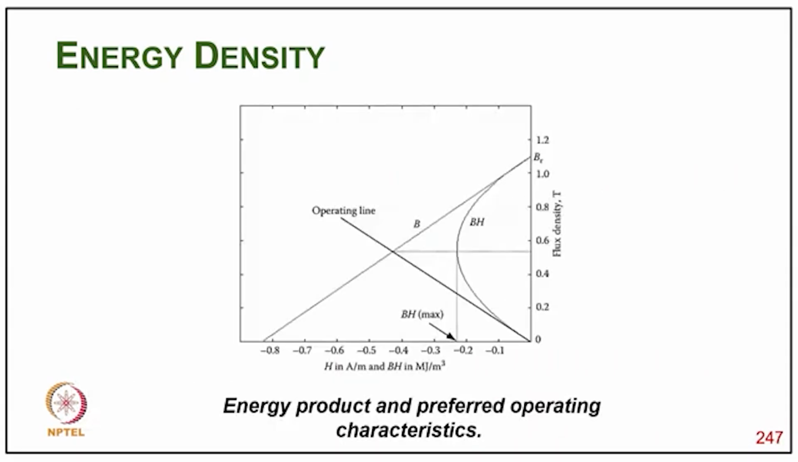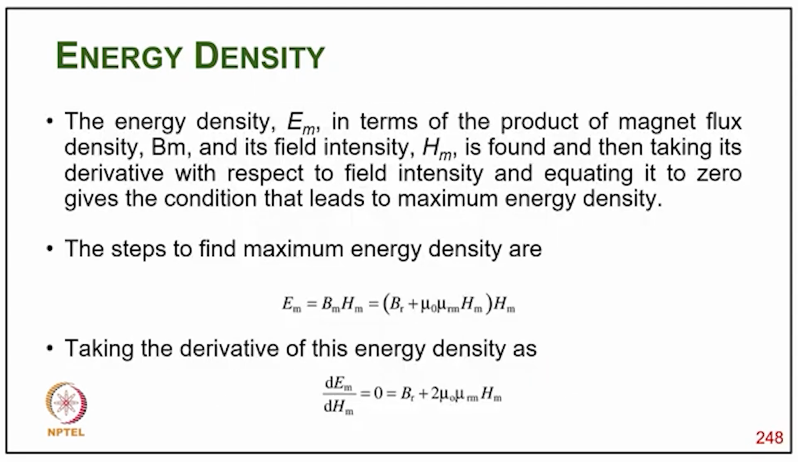So this is the operating maximum BH line, we call it the BH maximum line, the energy product and preferred operating characteristic. The energy density in terms of the product of magnetic flux density B_M and field intensity H_M is found, and then taking its derivative with respect to the field intensity and equating it to 0 gives the condition that leads to maximum magnetic energy density.